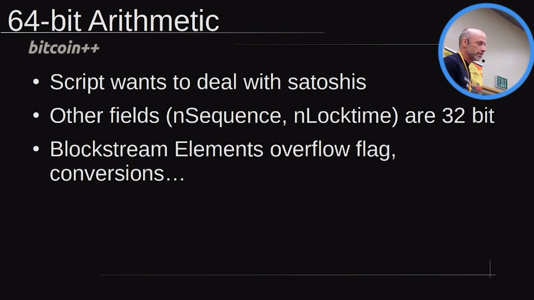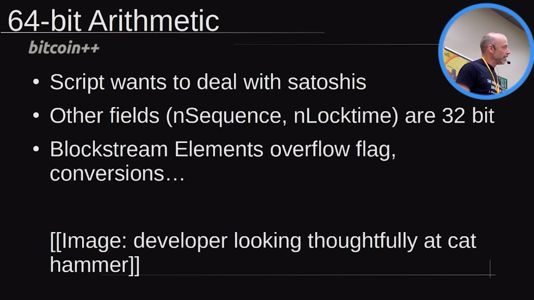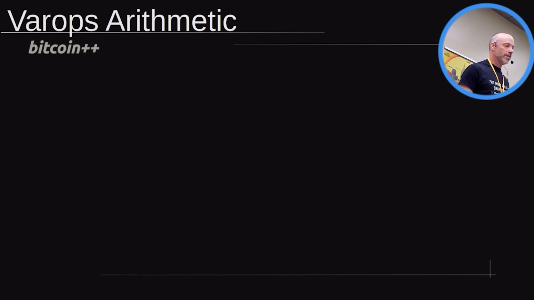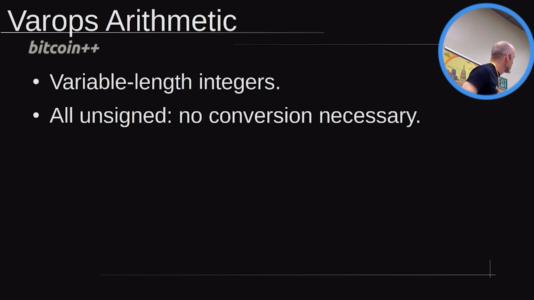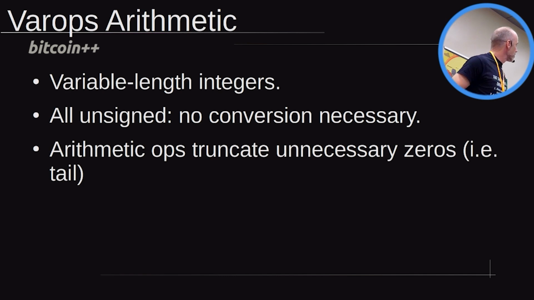So I just have a feeling that I cannot guarantee you that 64 bits will be enough forever. And at this point, I'm looking at my VOPS hammer and going, what if add simply doesn't overflow? What if we just go, well, variable length integers, right? Now, one of the problems with variable length integers is where do you put the sign bit? And the answer is don't. Everything is unsigned. And we should define all our arithmetic ops to normalize, to truncate unnecessary zeros.